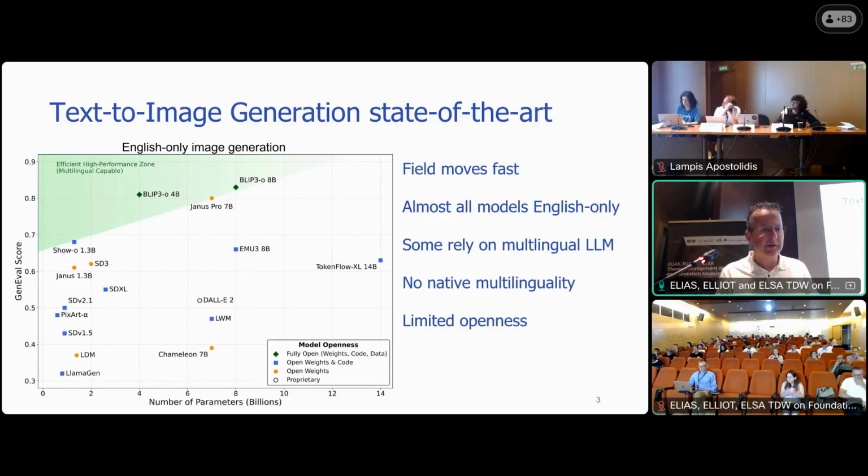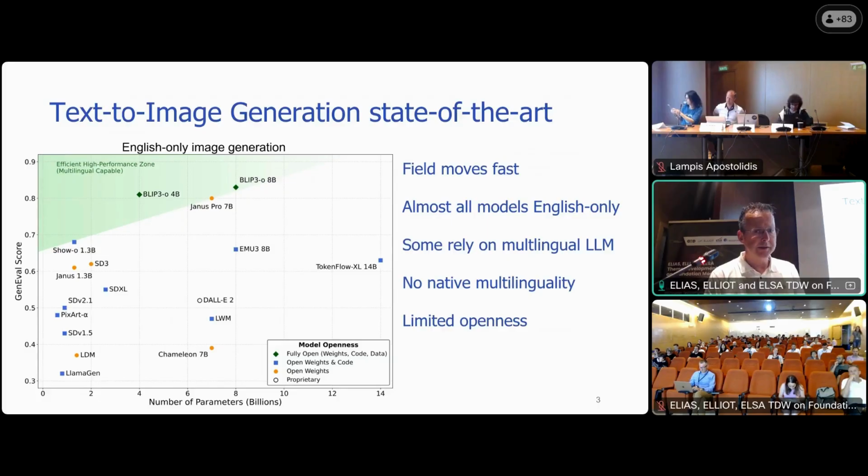To give you some examples, Show-o was a nice paper from the National University of Singapore that appeared at ICLR a few months back. It was online somewhere in November, I think. Janus-Pro is from the people from DeepSeek. It appeared in January of this year. And only a month ago, BLIP3-o was released. This is by people from Salesforce.